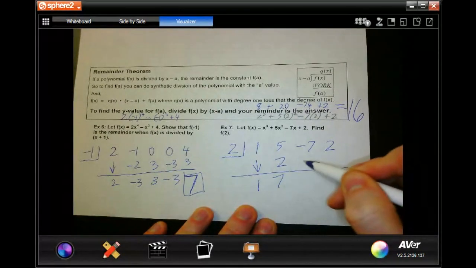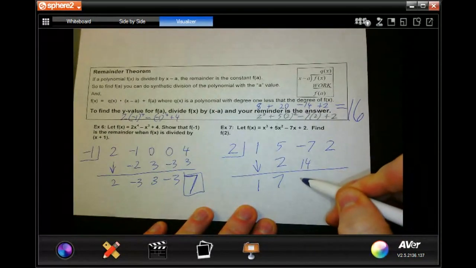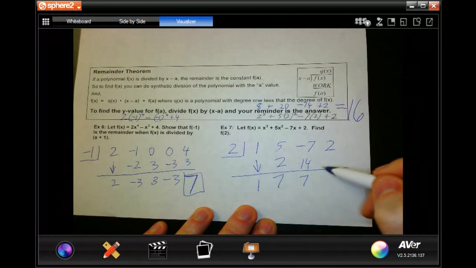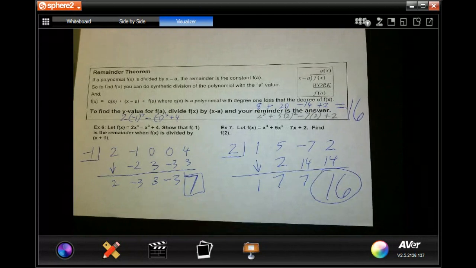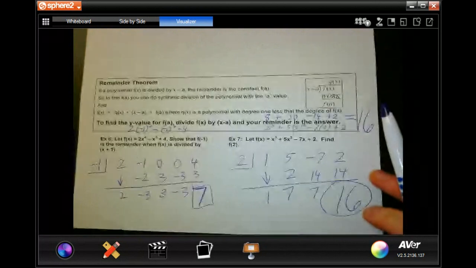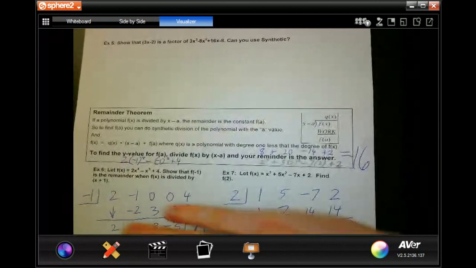1 is going to be 2. For 7 is going to be 14. It's going to be 7. And then lo and behold, 14 plus 2 is 16. No, that is the remainder, but it's also the evaluation. Okay, so what's the evaluation?